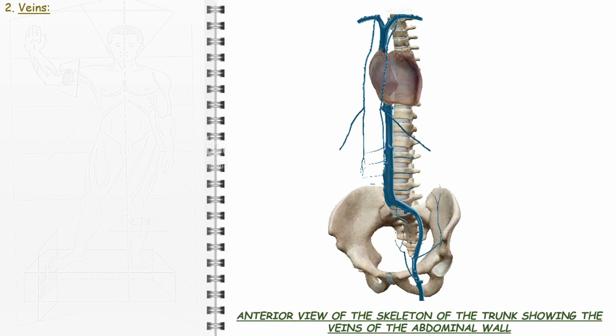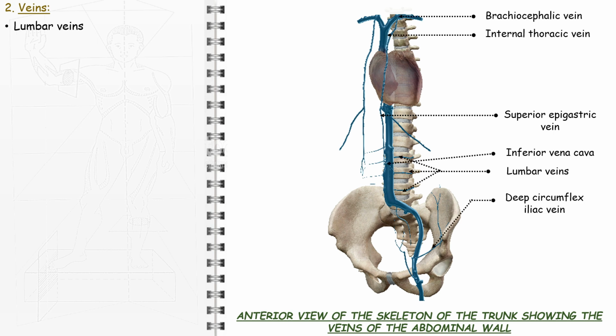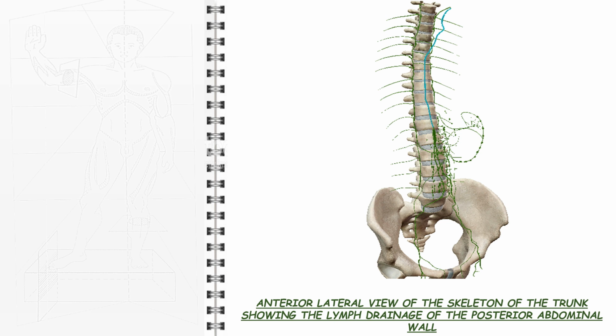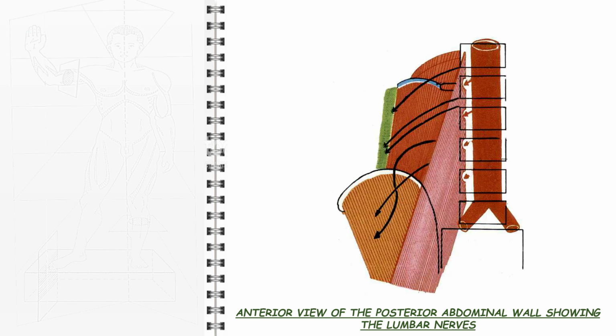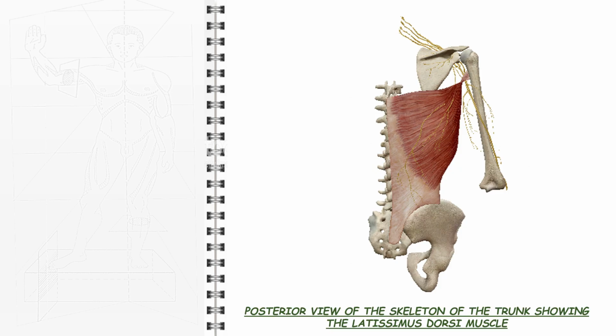The arteries of the posterior abdominal wall include the lumbar arteries and the iliolumbar artery. The veins of the posterior abdominal wall are the lumbar veins. They follow the arteries. The lymph drainage of the posterior abdominal wall is direct to the thoracic duct. The nerves of the posterior abdominal wall are the lumbar nerves. The latissimus dorsi muscle is supplied by some rami of the brachial plexus.